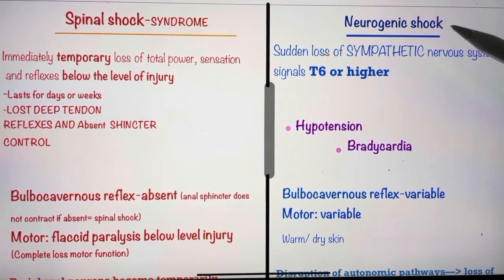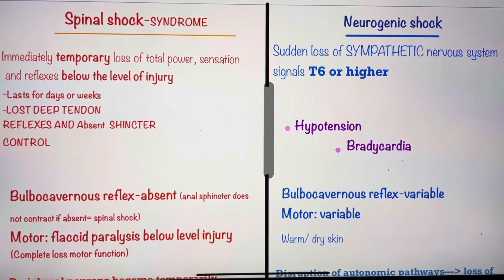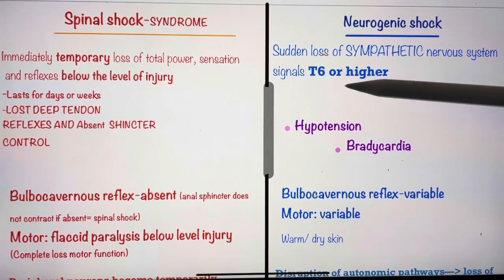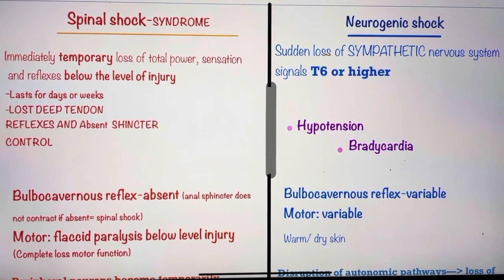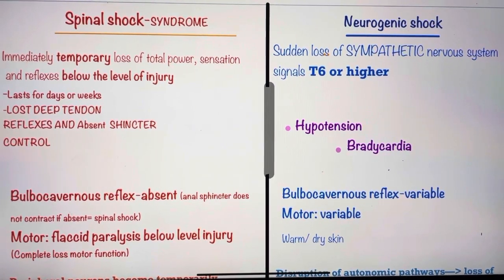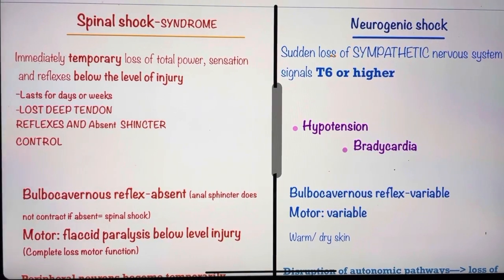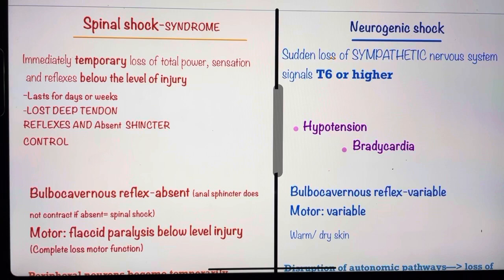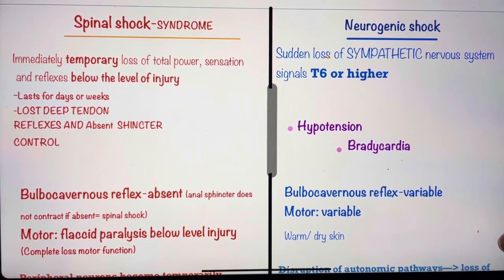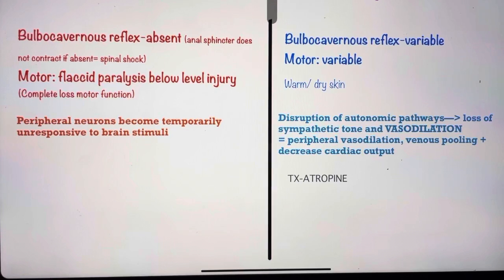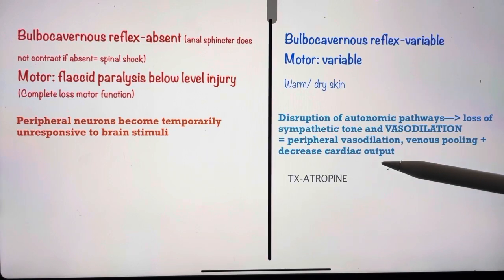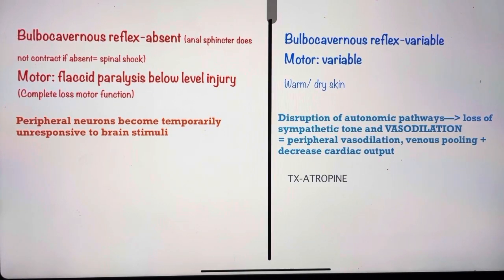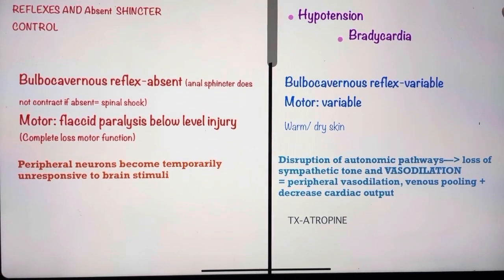So neurogenic shock is a sudden loss of sympathetic nervous system signals. And again, this results from T6 or higher. And you will see hypotension and bradycardia. And I mean severe hypotension and bradycardia. This is due to the disruption of autonomic pathways, which causes a loss of sympathetic tone, which results in that vasodilation, which equals a peripheral vasodilation, and venous pooling, which results in decreased cardiac output. I'll go into that a little bit more, but the treatment for this is often atropine.